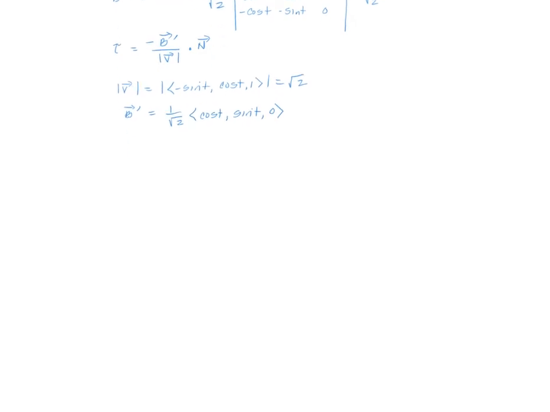So putting this all together, negative derivative of b over the magnitude of v dotted with the normal vector will be negative 1 over the square root of 2 times the vector cosine, sine, 0, divided by magnitude of our velocity, which was square root of 2, dotted with our normal vector, which was negative cosine, negative sine, 0.